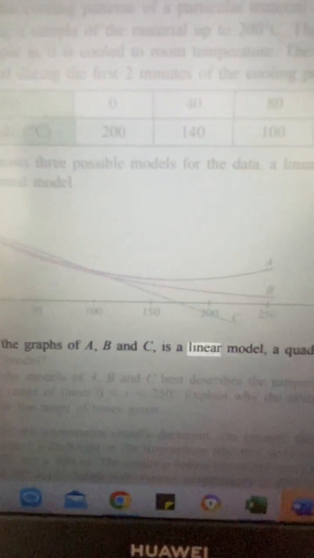A. Which among the graphs of A, B, and C is a linear model, a quadratic model, and an exponential model? B. Which among the models of A, B, and C best describes the temperature of the sample for the range of times 0 ≤ t ≤ 250? Explain why the other models do not fit very well for the range of times given.